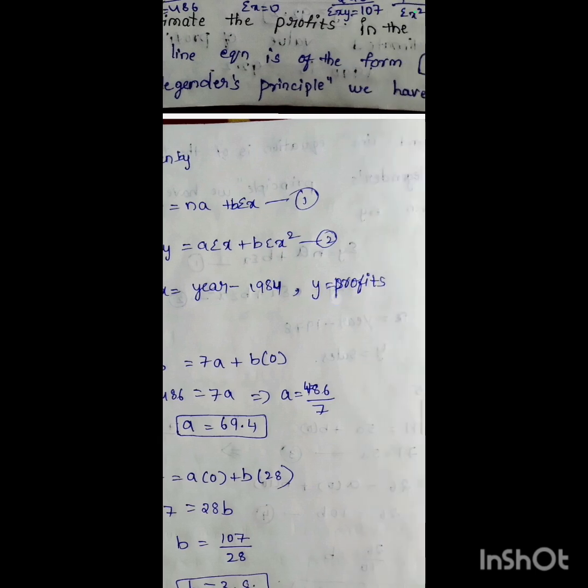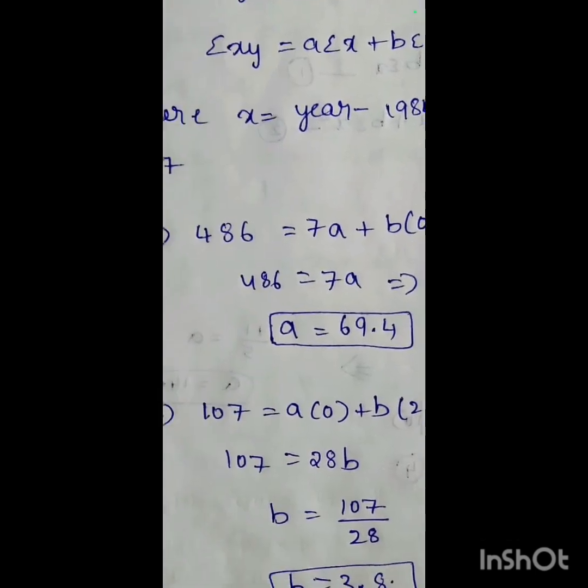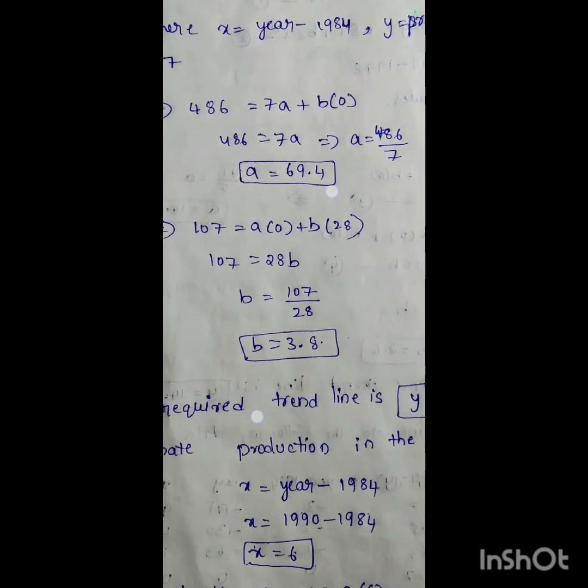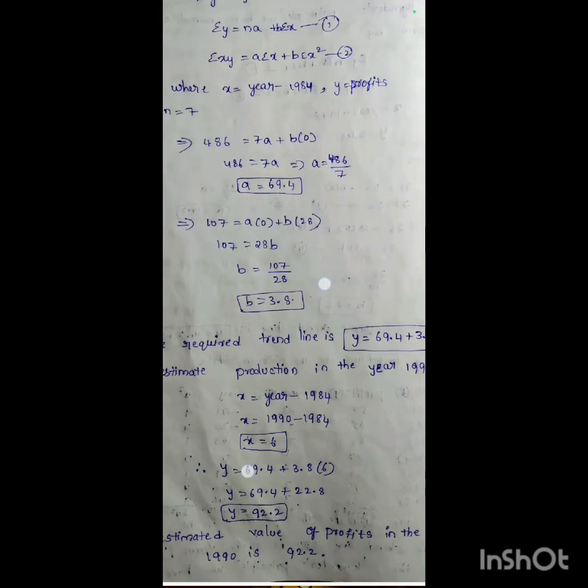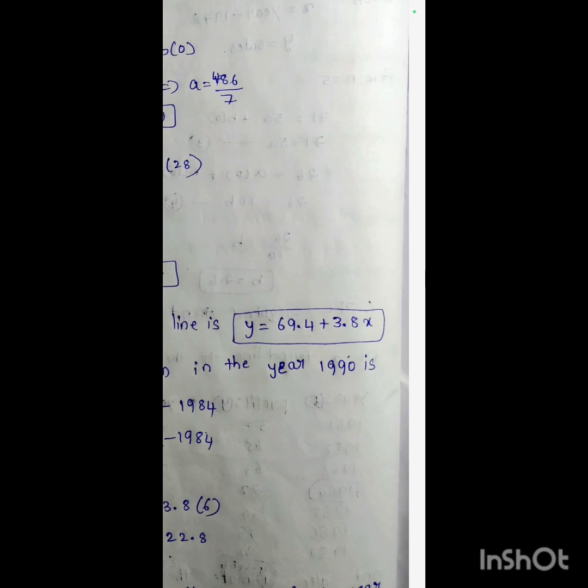7 into a plus b into 0. 486 equals 7a. So a equals 486 divided by 7, that is 69.4. Next, 107 equals a into 0 plus b into 28. So b value is 107 divided by 28, that is 3.8. A and b values we got. Therefore the required trend line is 69.4 plus 3.8 into x.